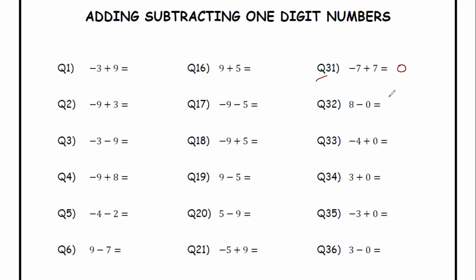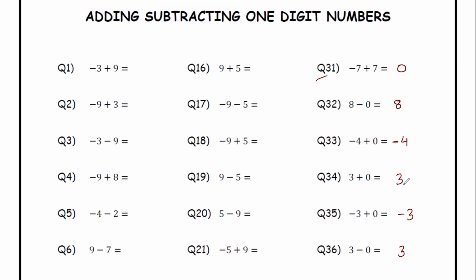Again 0. Difference we'll take 8. Difference is 4 and sign of the bigger number. 3 and 0. 3 minus 3 and 0 minus 3. 3 minus 0, 3. Are you with me?